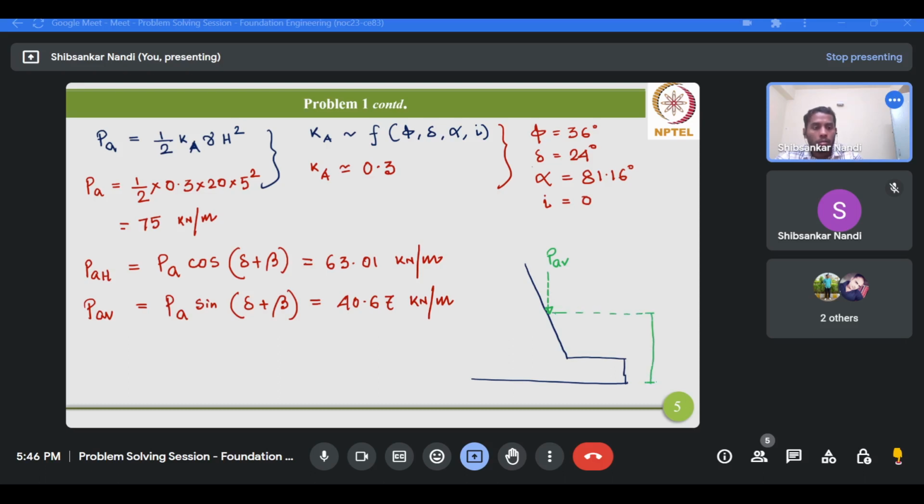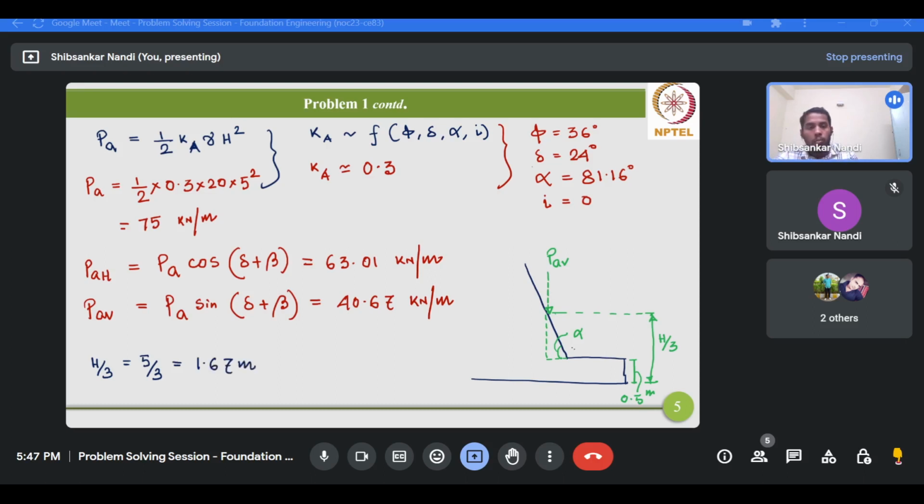Now this height is your h by 3, this is your 0.5 meter. Okay, now this angle you know, alpha. Now what is this dimension? First we'll calculate this h by 3. So h by 3 is basically 5 by 3, that means 1.67.